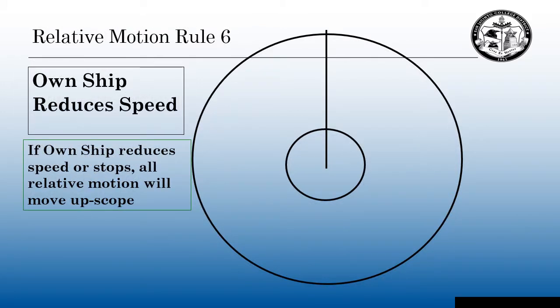This time our ownship is going to reduce speed. This is 0 knots, this is 20 knots. Now we're going to reduce our speed. So when we reduce our speed, all relative motion will move up the radar scope. These are relative trails, the contact's coming down the radar scope. If we slow down, the contact's going to appear to move up the radar scope. Contact B, relative motion is coming up the radar scope. If we reduce speed, it's going to look like it moves up the scope as well. Contact C, relative motion, we reduce the speed, it appears that it moves up the scope. These contacts never really change. We're maneuvering and they're moving in relation to us.